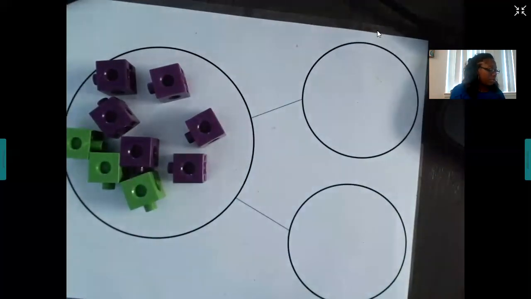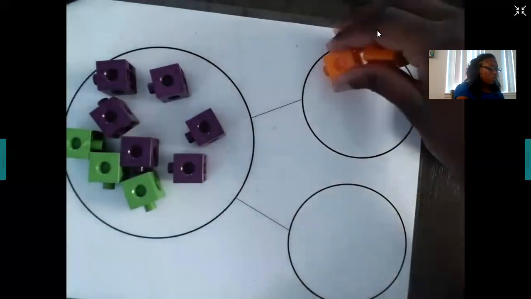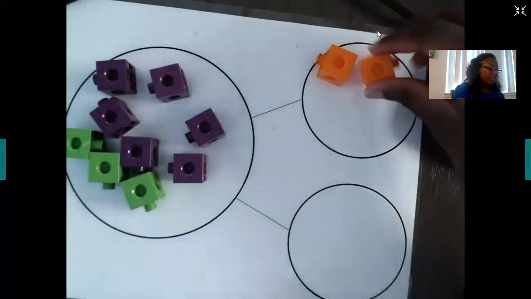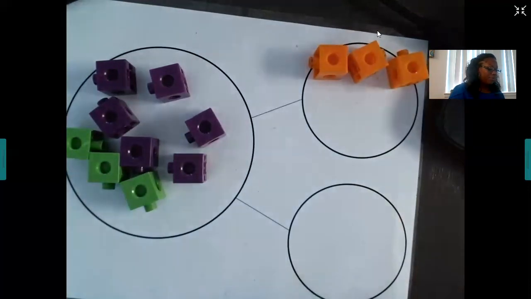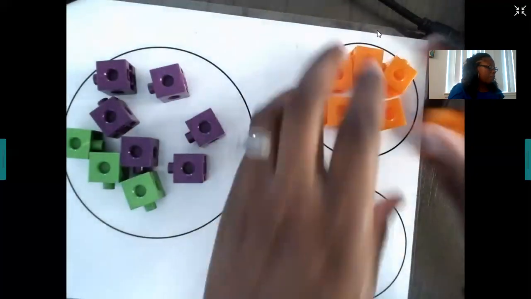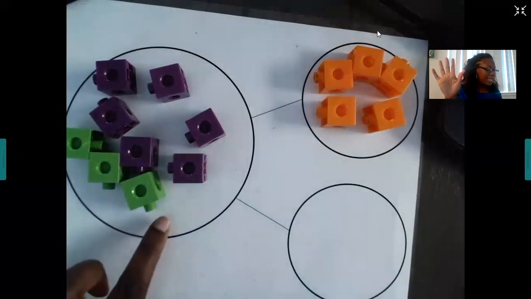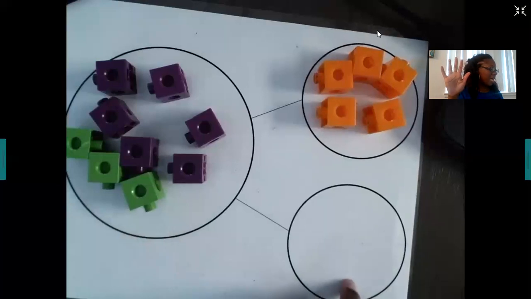Well, how many should I put in my part? I think I'm going to put 5 in my first part. 1, 2, 3, 4, 5. So if I have 5 in my first part, and my goal is to get to 9, which is my whole, how many would need to go in my second part?